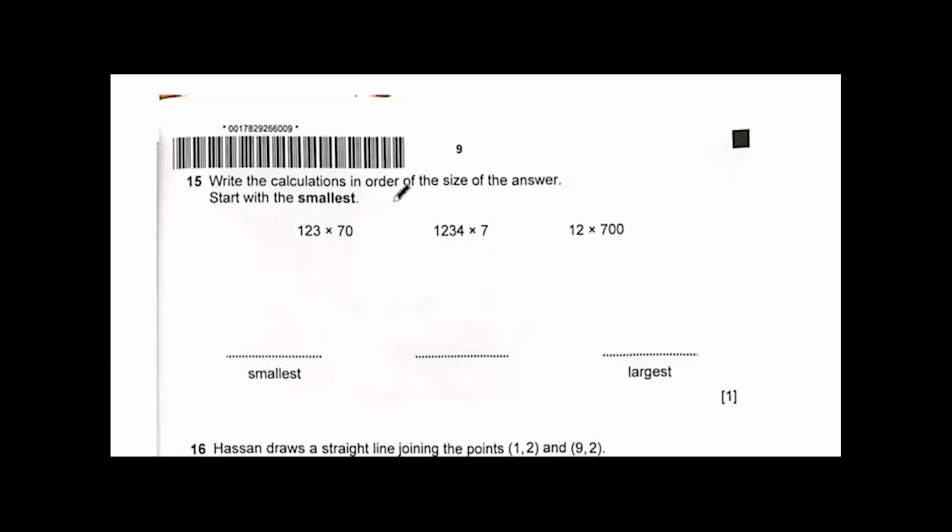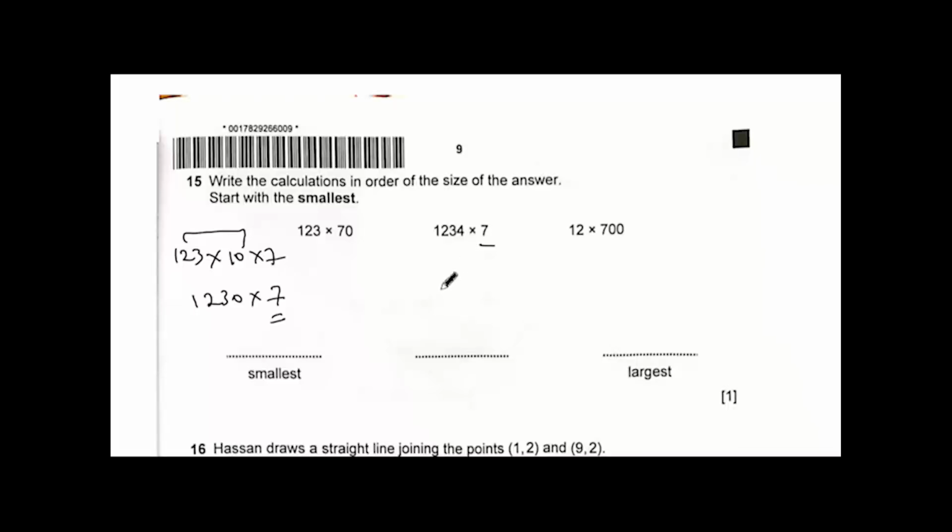Write the calculations in order of the size of the answer. Start with the smallest. Don't forget that we're not using a calculator in this paper, so for us to compare them very well, they must be multiplied by the same number. So this is multiplied by 7, so let's try to make the other two be multiplied by 7. How can we do that? We have 123 times 10 times 7. 10 times 7 is 70. That means I still have the same thing. So let's multiply these together. It will be 1230 times 7. So we have achieved that.